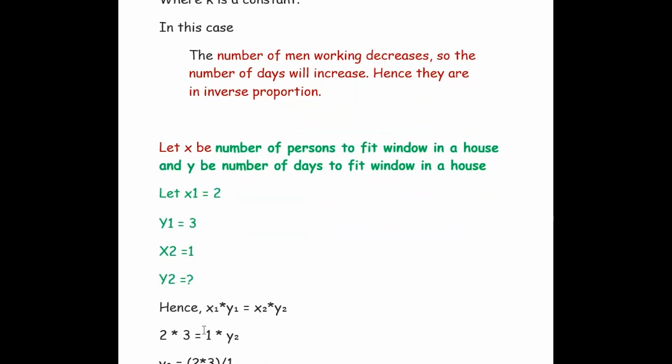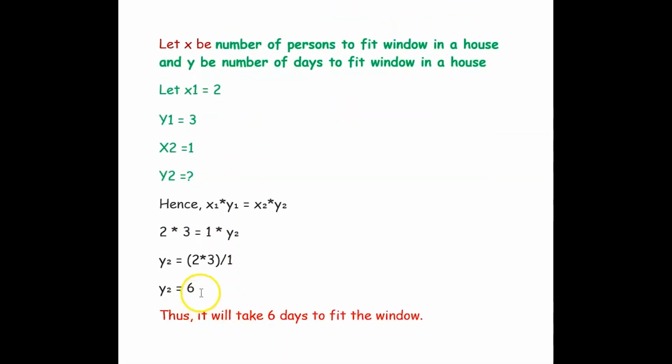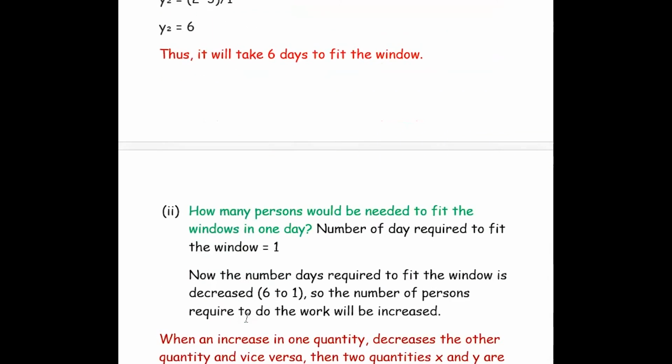So we know that it's an inverse proportion. So we can write the relation x1 into y1 equal to x2 into y2. On substituting x1, y1, x2, y2 values, we can find y2 as 6. So it will take 6 days to fit a window if only 1 person is working.